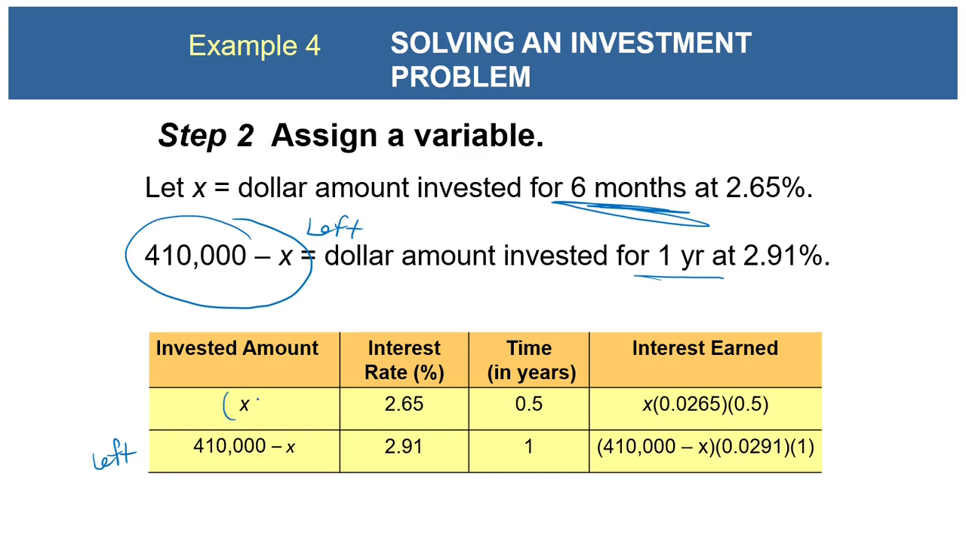And so we'll multiply X times 2.65 times 0.5 to get the amount of interest earned for the first investment. And then we'll multiply 410,000 minus X times 2.91 times 1 to get the amount of interest earned for the 2.91% interest. Now remember, we know that these have to add up to $8,761 because that's given in the problem. The total interest must be a total of $8,761.